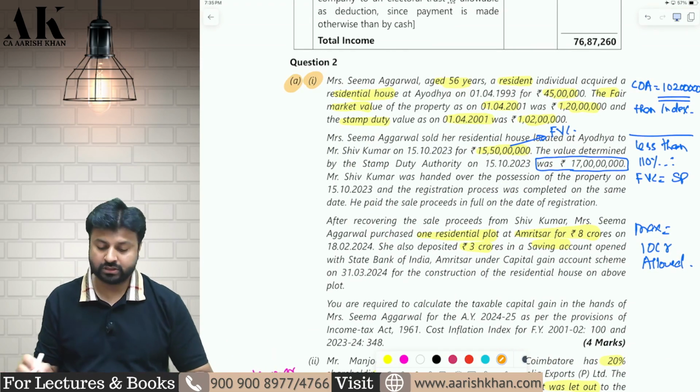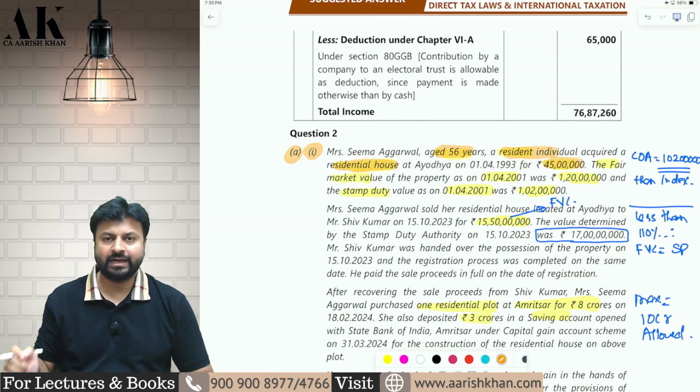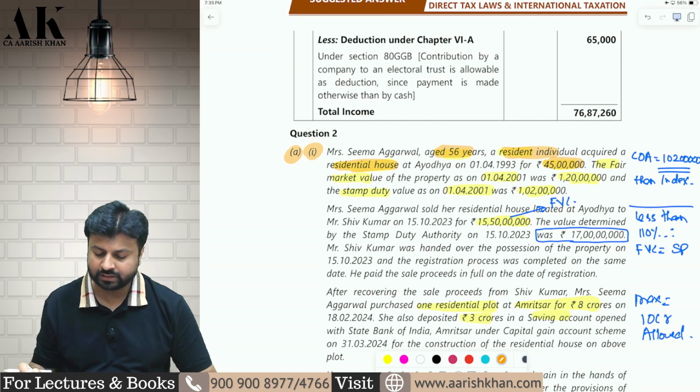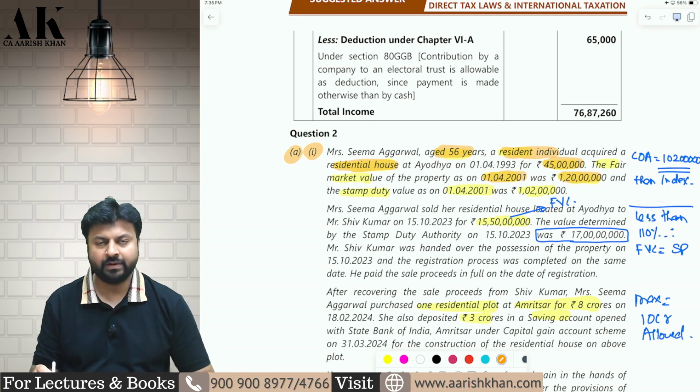This is a very simple question. There is an assessee, Mrs. Seema Agarwal, aged 56 years, resident individual, and she buys a residential house in Ayodhya for 45 lakh rupees. Long back in 1993, she bought the property for 45 lakh rupees. On 1/4/2001, the fair market value of the property is 1 crore 20 lakhs.